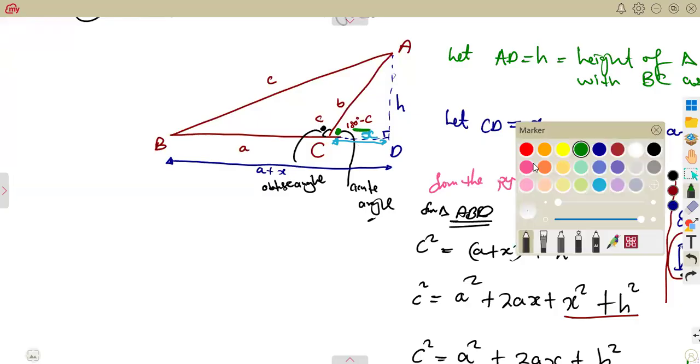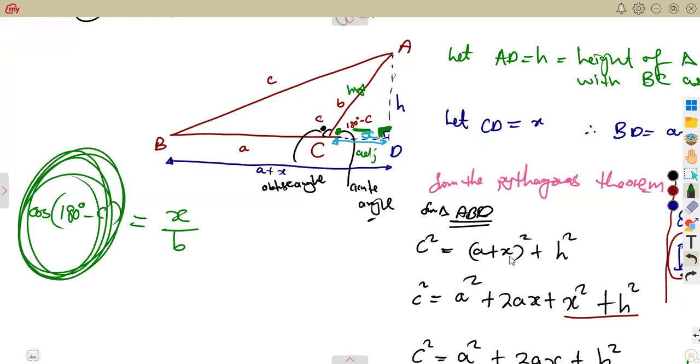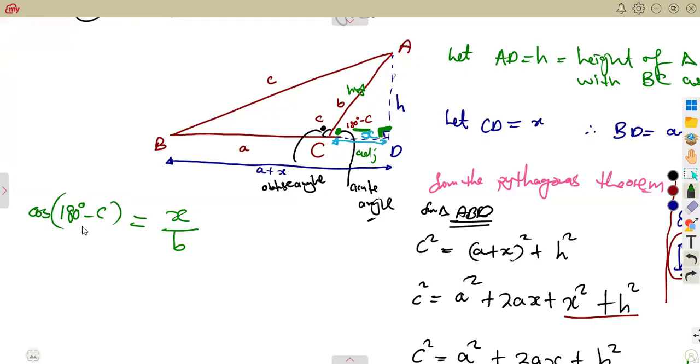Okay, let's write it. Remember, from our trigonometrical ratios, we can determine this. So that is the cosine of 180 degrees minus C. The cosine of the angle in a right angled triangle is equal to the adjacent over the hypotenuse. So that is the adjacent, which is X, over the hypotenuse, which is B. But let's also get this relationship of the cos of 180 minus C from the CAST concept.